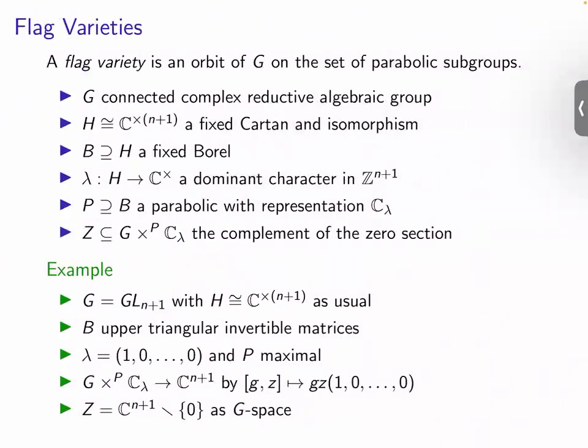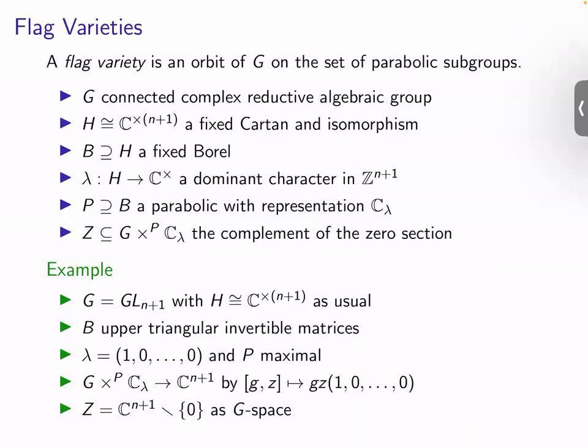So a flag variety is an orbit of a connected complex reductive algebraic group on its set of parabolic subgroups. There's new stuff in this talk, even for GL_n. So you can assume G is GL_n if you'd like, invertible complex n by n matrices. Fix a Cartan and an isomorphism with a product of C crosses. So in GL_n, take the diagonal, and the coordinates of the diagonal is this isomorphism.